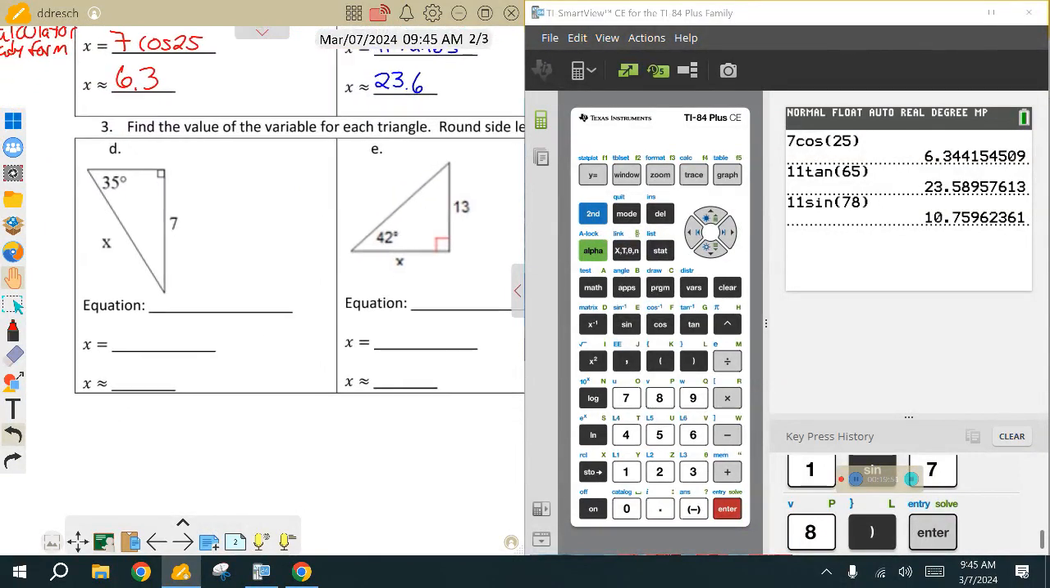Stand at that reference angle. 35 is what? 7 is what? And x is what? Meaning what trig function? Sine of 35, and Deontay said it is 7 over x. Yep. Okay, so the x is not always in the numerator.